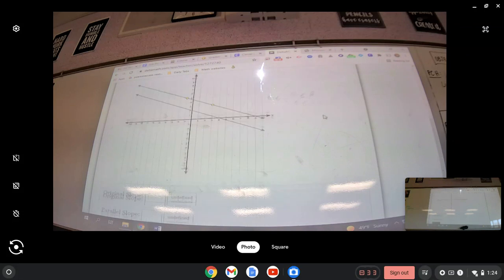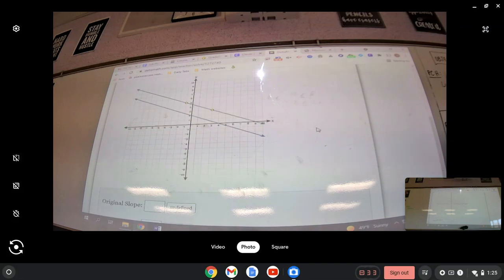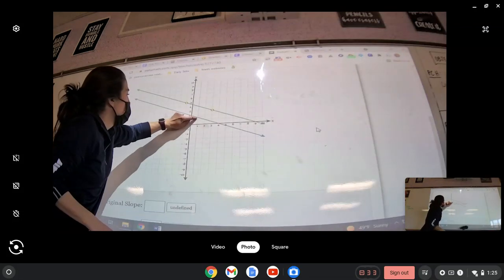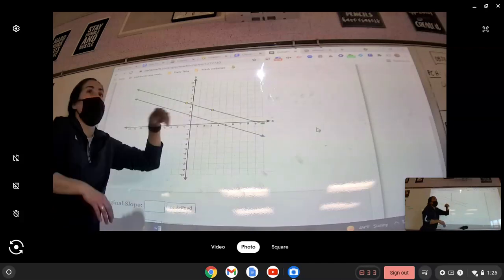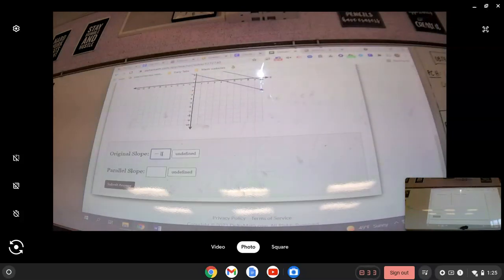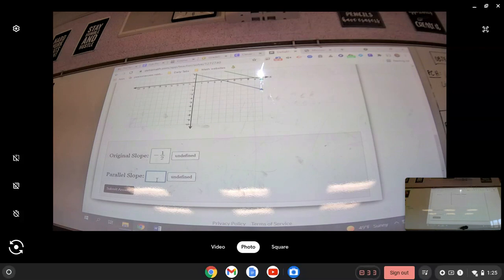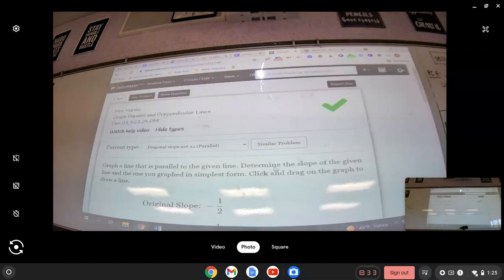And then we're going to go down. They asked for the original slope, which is the blue line, and the parallel slope, which is the green line. They don't give you the dots, so you got to find good points. Great point. So we have to go down 1 and right 2. So -1 over 2. That would be your original slope. So plug it in, because that's the blue line. But if the green line's parallel, what's its slope too? -1 half. Type it in and get your green check.